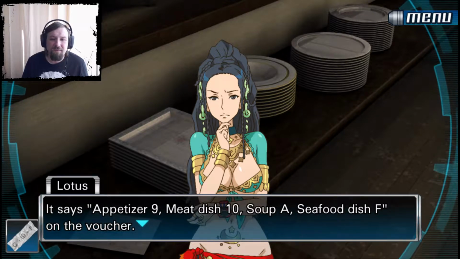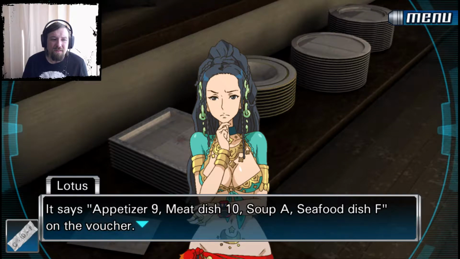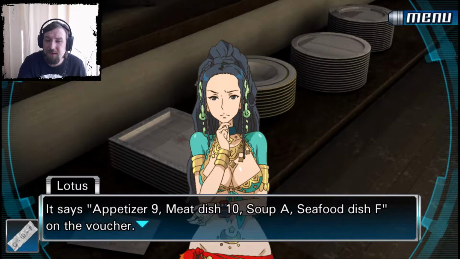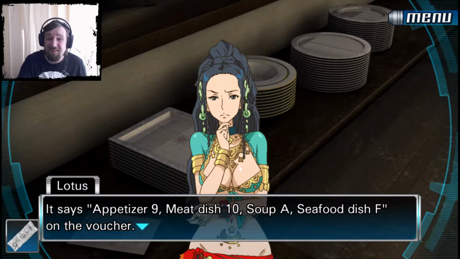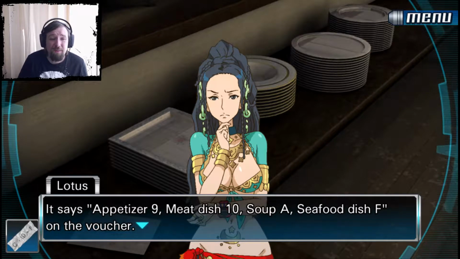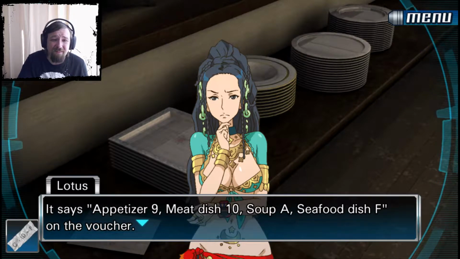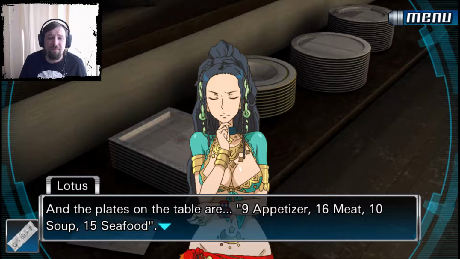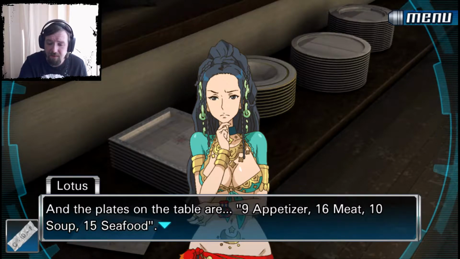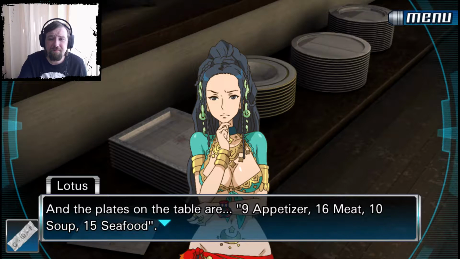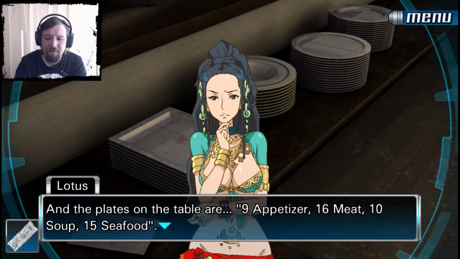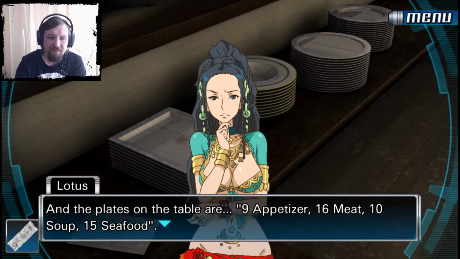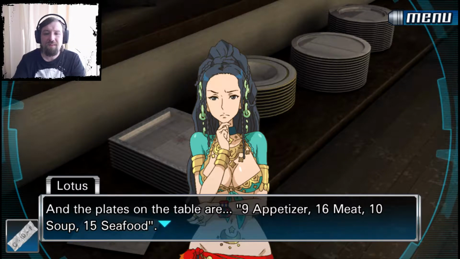I see. What is C then? Seafood dish F. So that's like the number of seafood plates? Soup A, meat dish 10, appetizer 9. What's C then? So F is 15 then, yeah? 9 appetizer, so alright, A is 9. 16 is M, I guess. 10 is S. And F is 15.